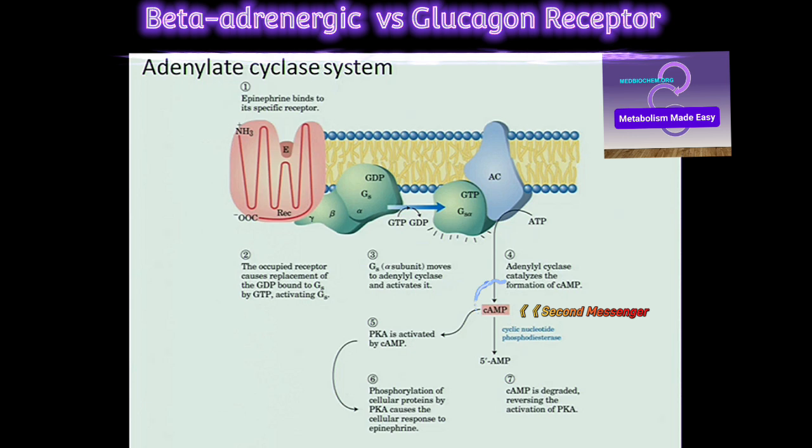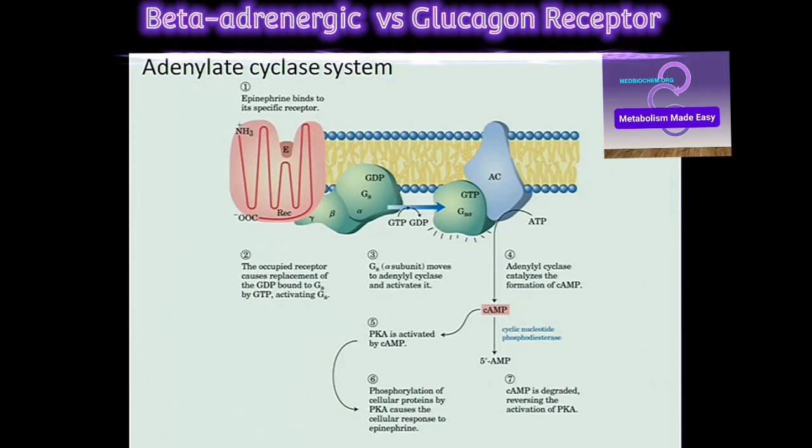You with me so far? Okay, you need to know those details. Everything I just said you need to know, okay? Second thing, cyclic AMP is the only second messenger produced. Cyclic AMP is going now to activate a protein kinase. And if you're not sure what a protein kinase is, it's an enzyme that is able to phosphorylate other enzymes or other proteins on specific residues.